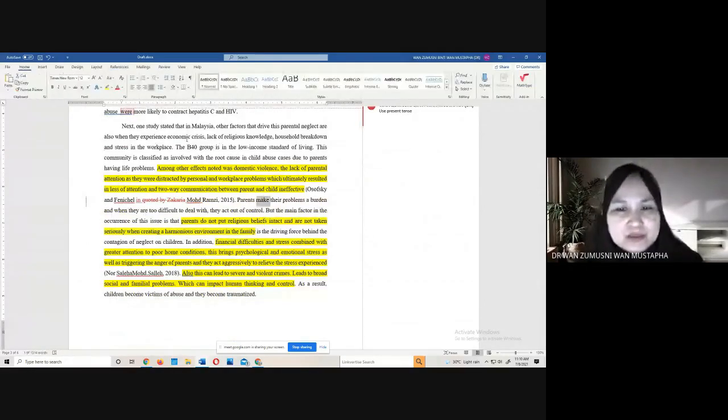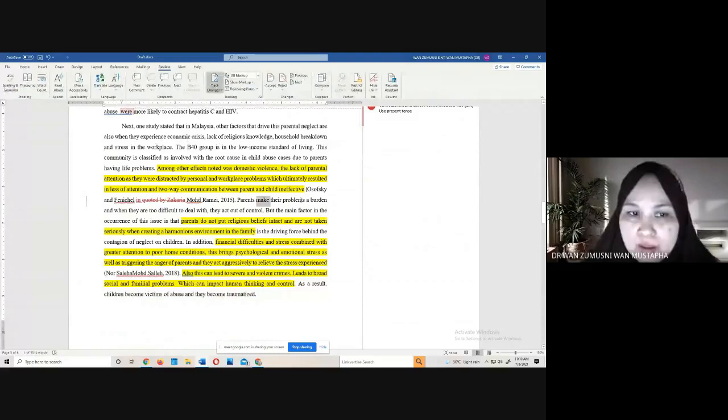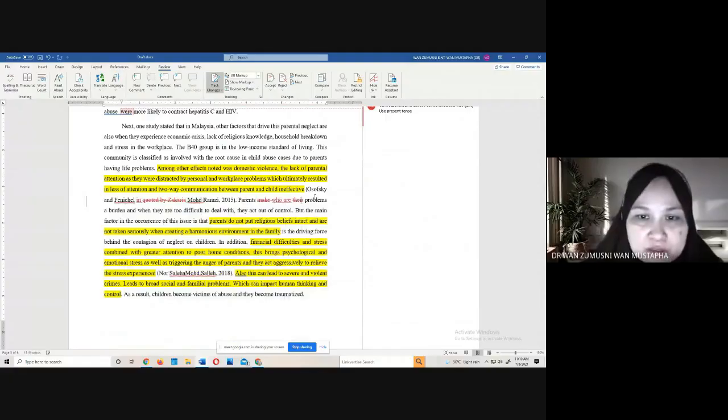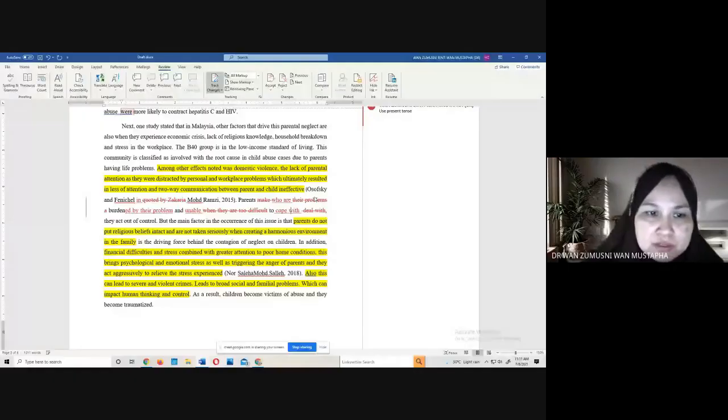Parents who are burdened. Sini instead of noun kita jadikan burden ni as verb, as a verb. By their problems. Parents who are burdened and unable to deal with, bukanlah to deal, unable, they find to unable to cope, unable to cope with the problems will, and then kita ambil sini, will act out of control. So apa dia punya impact?